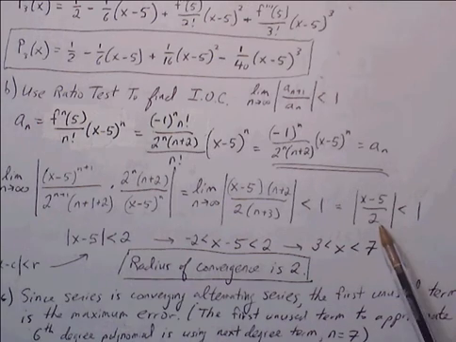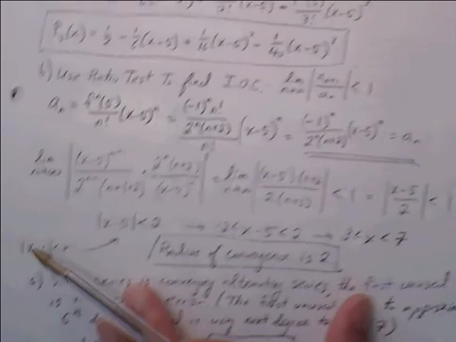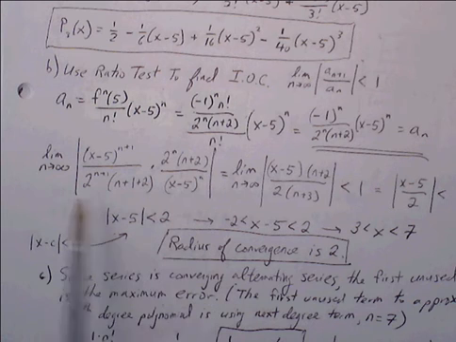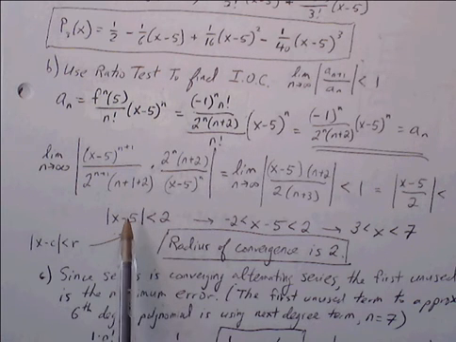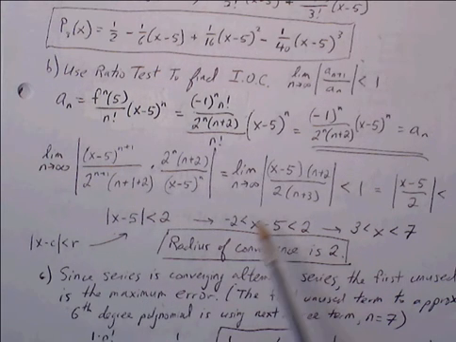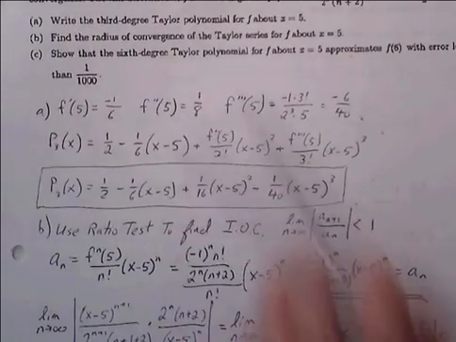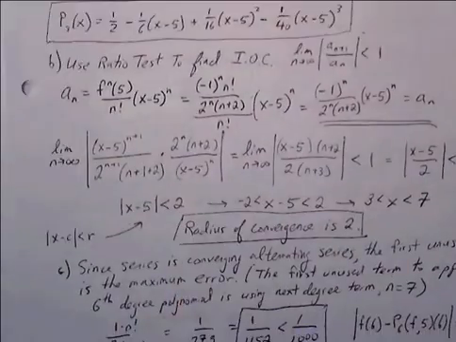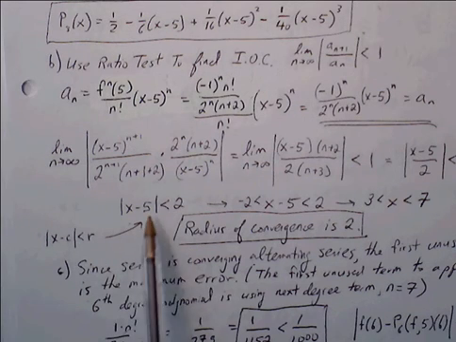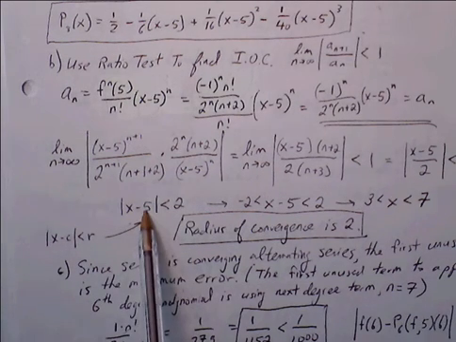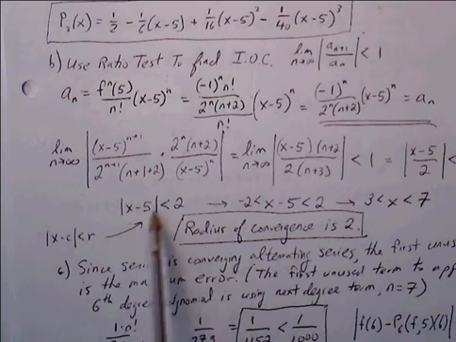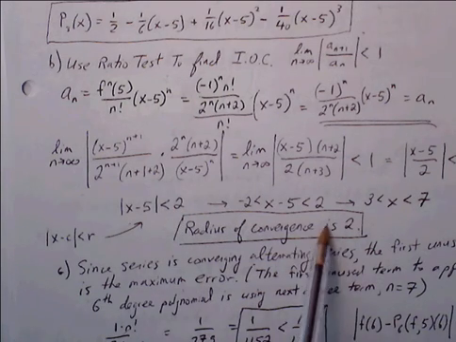If I multiply the 2 over, I get absolute value of x minus 5 is less than 2. Now we're not looking for the interval of convergence, we're only looking to find the radius of convergence because that's what part B is asking for. So once we have it in the form of absolute value of x minus c is less than r, the 5 represents the center and 2 is the radius, so the radius of convergence is simply going to be 2.